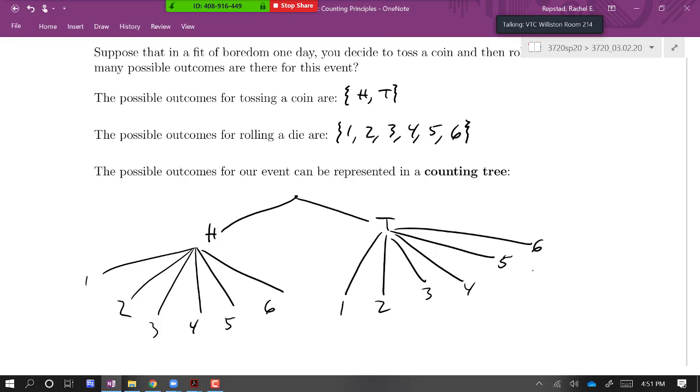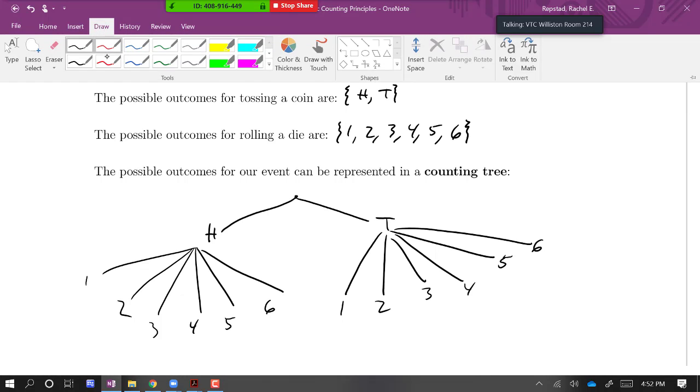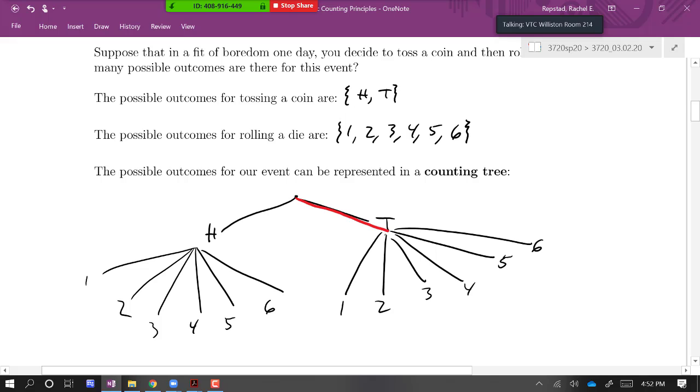How many possible outcomes are there for this sequence of tossing a coin and then rolling a die? 12, yeah. There's 12 paths. So one path I could go down might be I get a tail and then roll a 2, but there's 12 distinct paths I could go down.